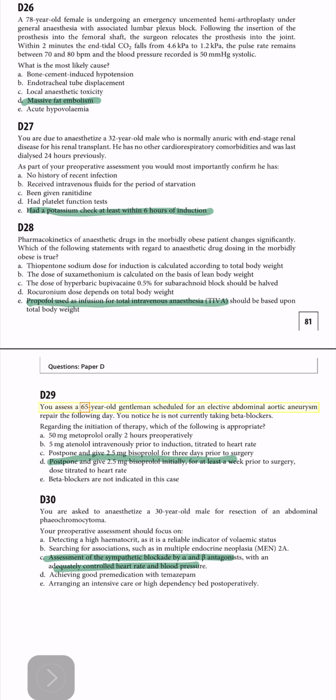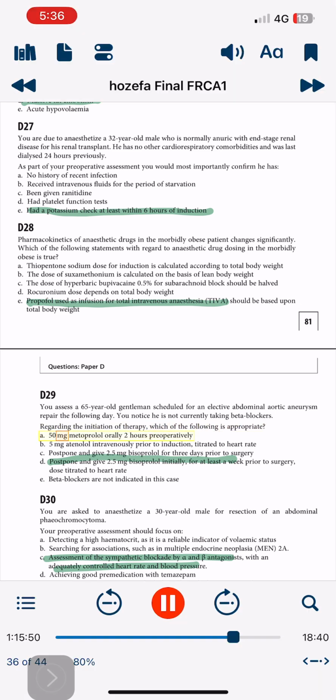D29. You assess a 65-year-old gentleman scheduled for an elective abdominal aortic aneurysm repair the following day. You notice he is not currently taking beta blockers. Regarding the initiation of therapy, which of the following is appropriate? A. 50 mg. D. Postpone and give 2.5 mg bisoprolol initially, for at least a week prior to surgery, dose titrated to heart rate. E.